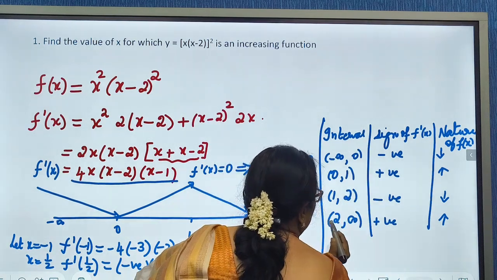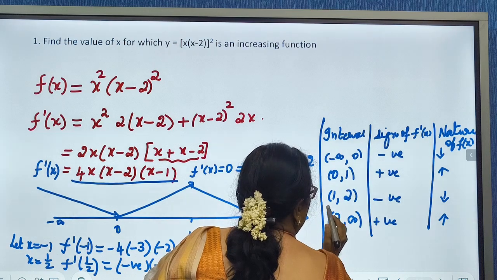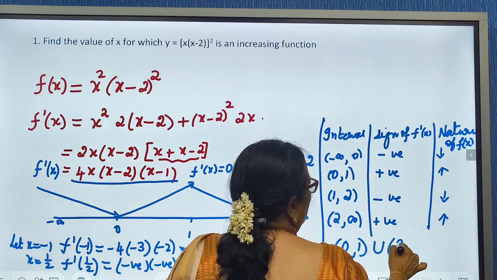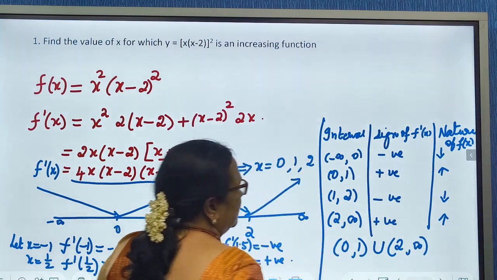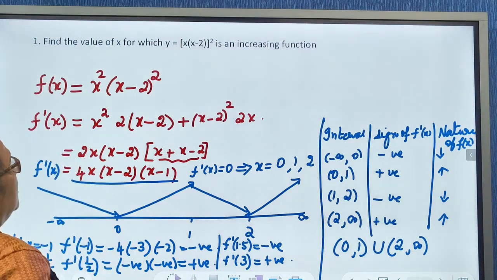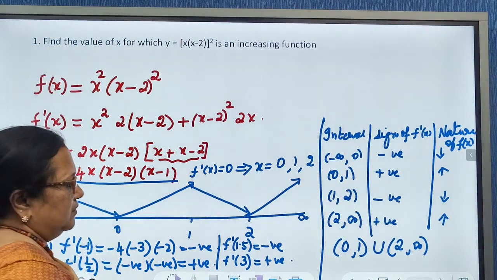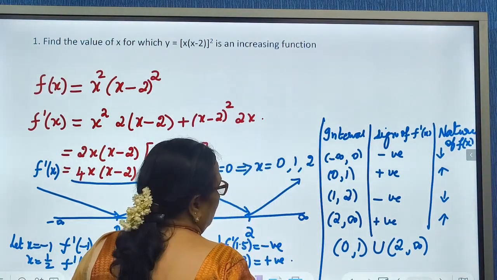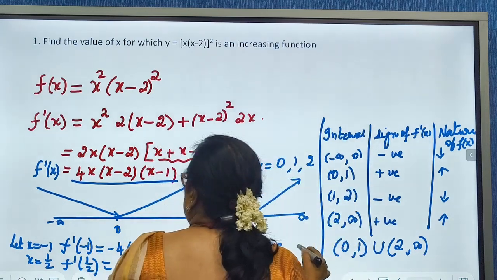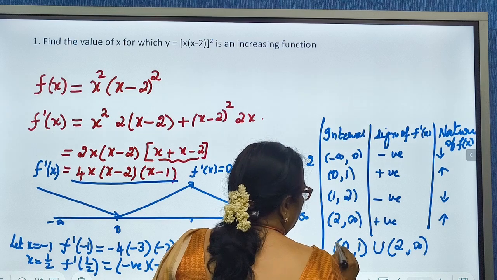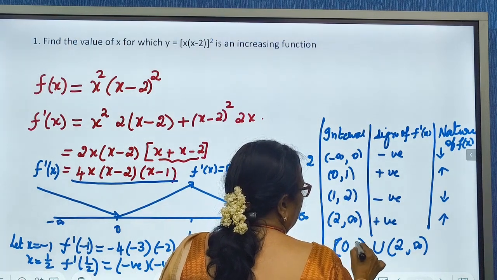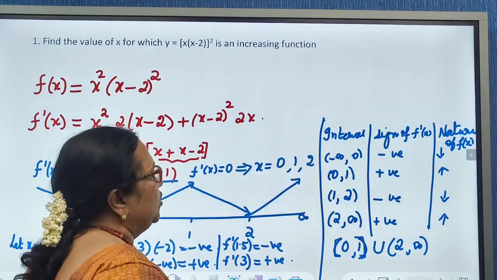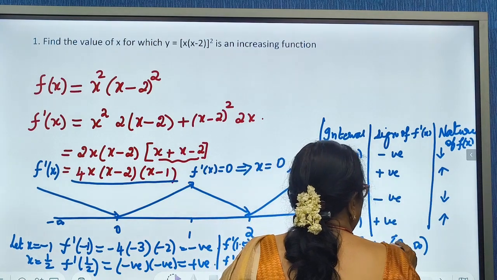So what are the values of x where the function is increasing? It is 0 to 1 union 2 to infinity. Now, because it says increasing, you can also include the value where it is equal to 0. So I can have 0 as a closed interval. If it is increasing, then I can use closed intervals: 0 to 1 union, and at 2 also it is closed.